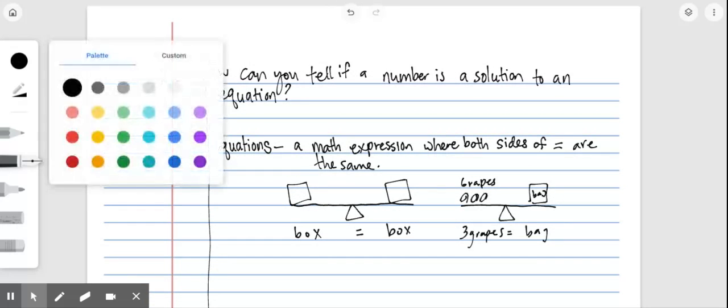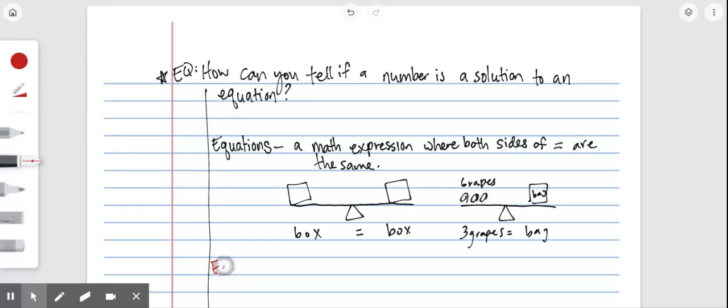So here's an example of an equation. If I have 3 plus 7 equals 10. This is an example of an equation because on the left-hand side, 3 plus 7 is 10. And on the right-hand side, 10 is 10. So I know that this is an equation because both sides are equal.